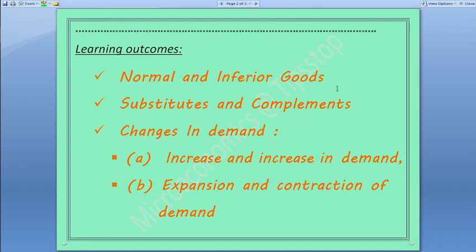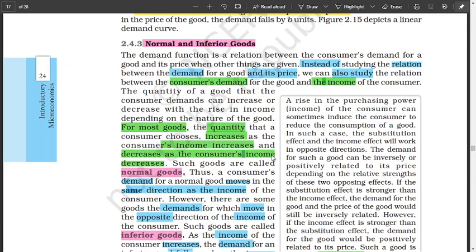And also, after learning demand and law of demand and demand curve, today we'll learn about the changes in demand. It can be increase and decrease in demand, and expansion and contraction of demand. These are the points we should keep in mind. So let's first go to the meaning of commodities that are normal and commodities that are inferior.